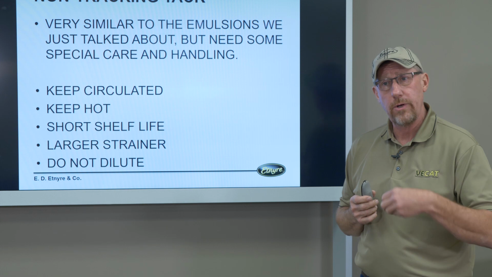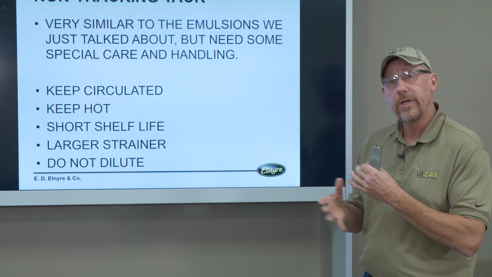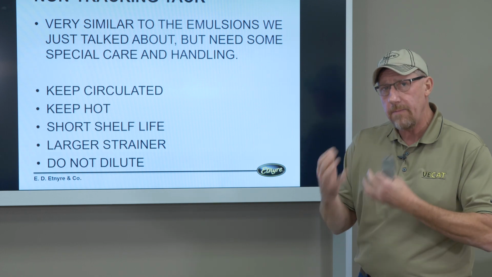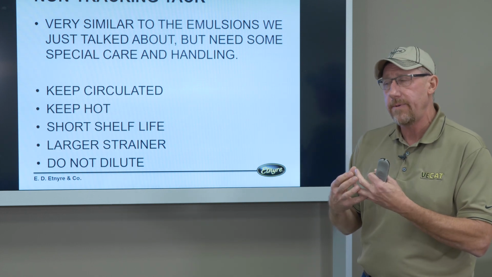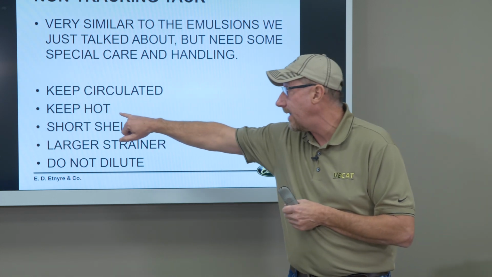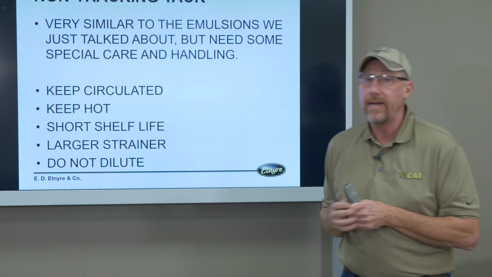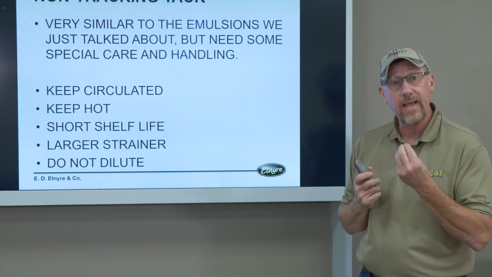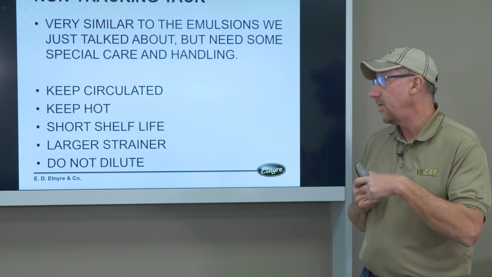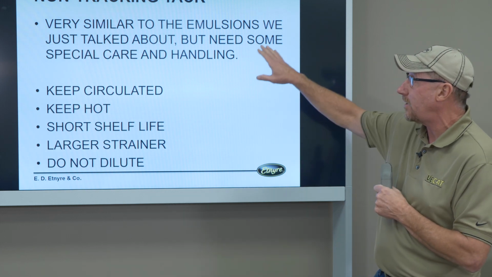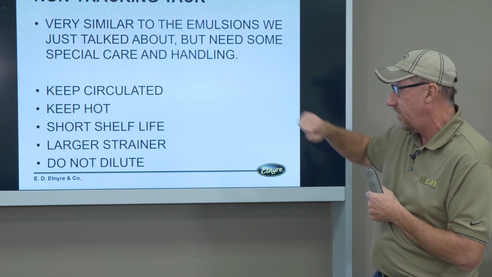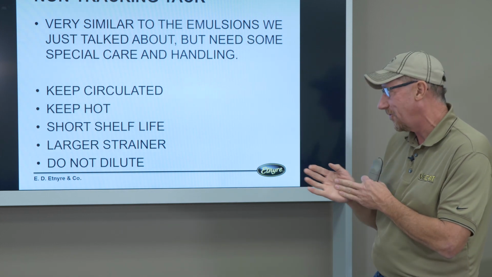So every day or so you need to circulate that material. Circulate it slow. You don't want to beat that stuff up. The more you beat up the emulsion by circulating it in your distributor, the quicker it's going to come apart. You got to keep it hot. Normally closer to 180 degrees on non-tracking tacks. Because that asphalt is hard, you have to make sure that it's soft enough to be able to pump. So trying to spray non-tracking tacks at 120 or 100 degrees is not going to be very beneficial for you.